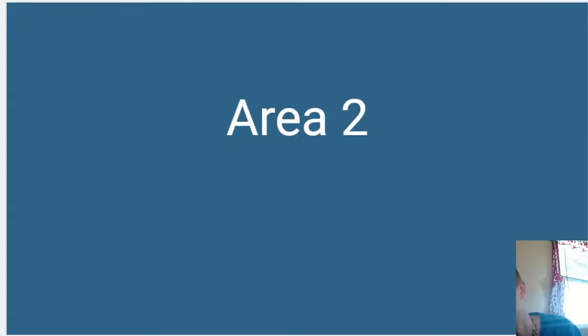Area 2. Okay, so last time we learned about area for squares and rectangles. Let's take a look at areas for some triangles and circles.